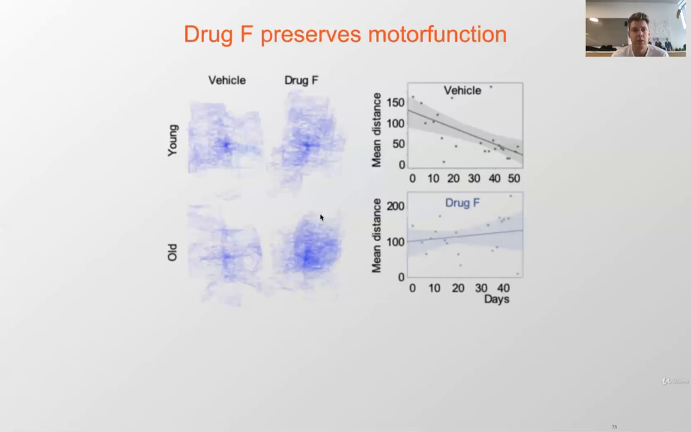And doing this, here, each line is a separate fly path. When you're young, you walk quite a lot. When you're young on drug F, you also walk a lot. If you're old, you walk less. But if you are old on drug F, you still walk a lot. This is quantified here.